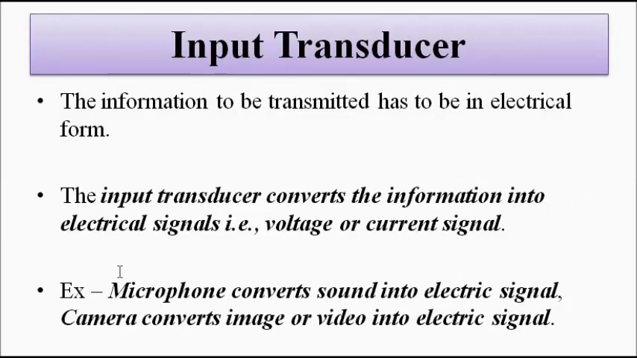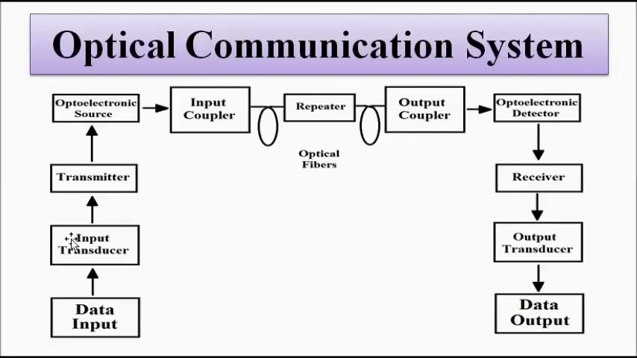So for example, we can say the microphone. We have already covered it in the sensors, transducers and instrumentation section, but still, the microphone converts our voice, which is audio or sound, into an electrical signal. A camera converts image or video into electric signals. Image processing will come into play and a lot of things, and I'm not going into that, but simply a camera converts image or video into electric signals. Okay, the input transducer block is done.